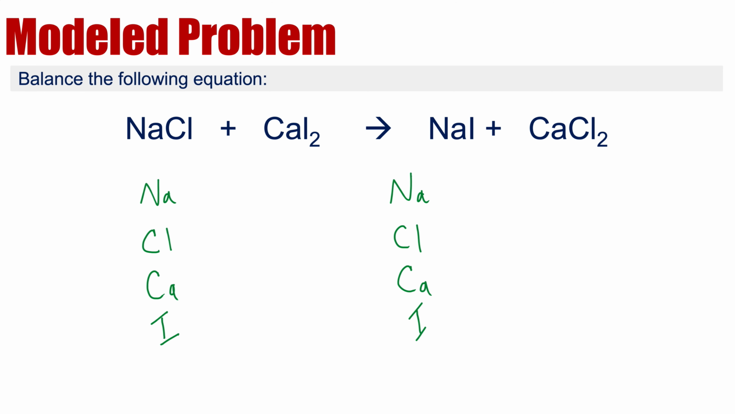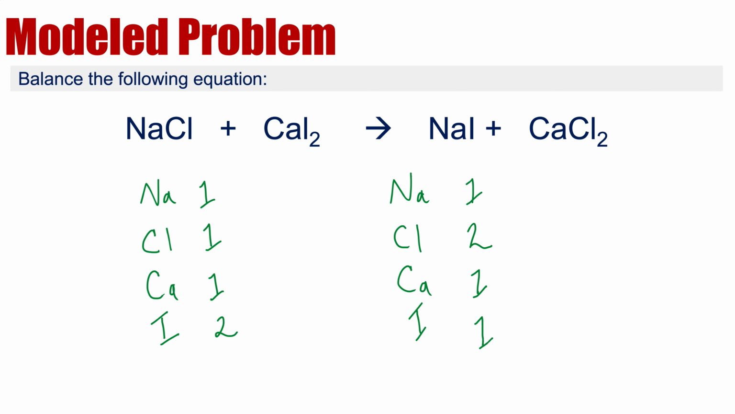Now I'm going to figure out how many of each atom is present. There's 1 sodium, 1 chlorine, 1 calcium, and 2 iodines on the reactant side. On the product side, I have 1 sodium, 2 chlorines, 1 calcium, and 1 iodine. Now I'm going to start to add coefficients until I'm able to get both sides to have equal numbers of each type of element.